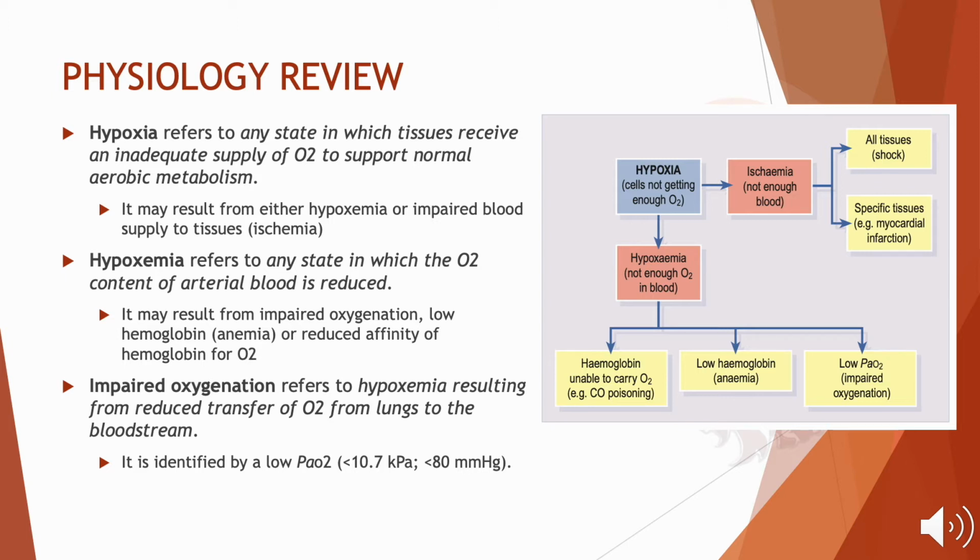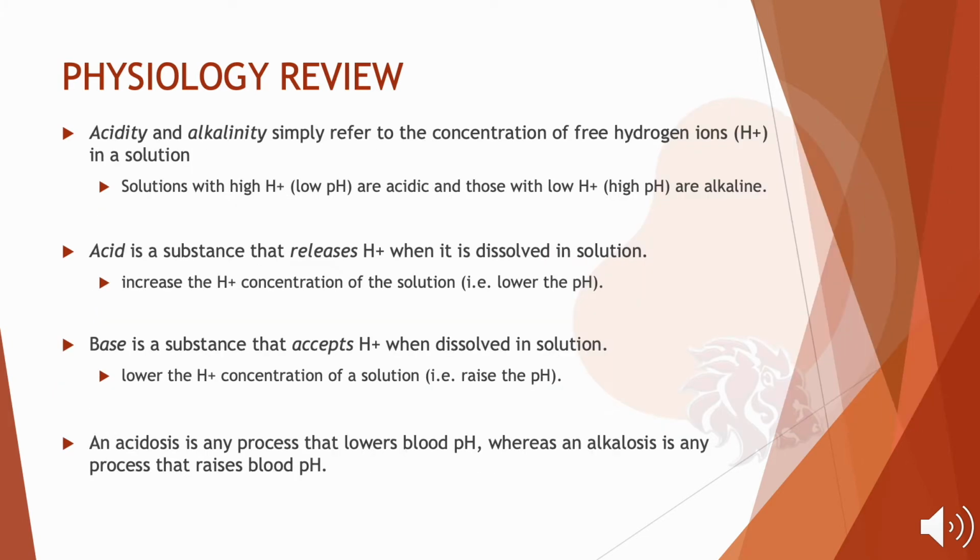Hypoxemia refers to any state in which the oxygen content of the arterial blood is reduced. It may result from impaired oxygenation, low hemoglobin, or reduced affinity of hemoglobin for oxygen. Impaired oxygenation refers to hypoxemia resulting from reduced transfer of oxygen from lungs to the bloodstream. It is identified by a low partial pressure of oxygen dissolved in the arterial system of less than 10.7 kilopascals or less than 80 mmHg.